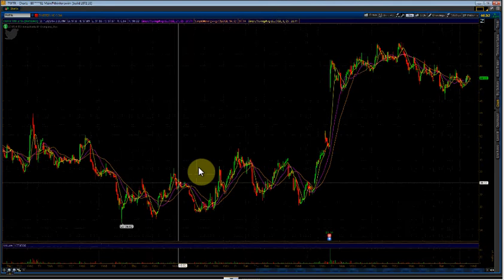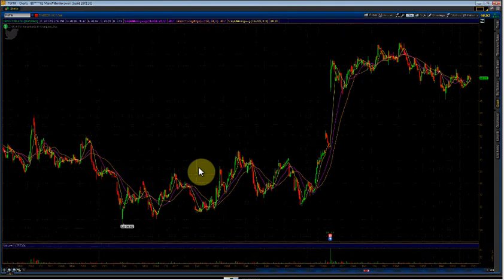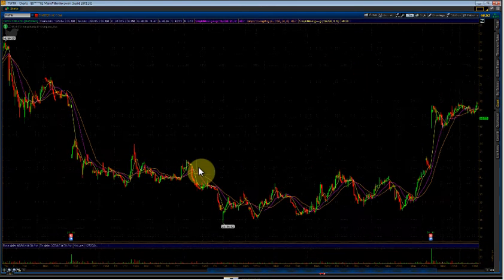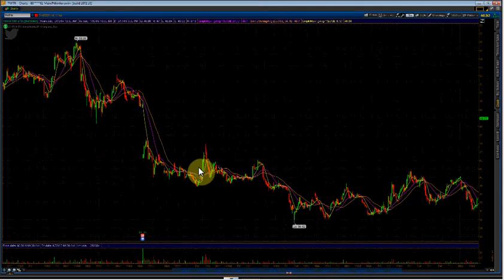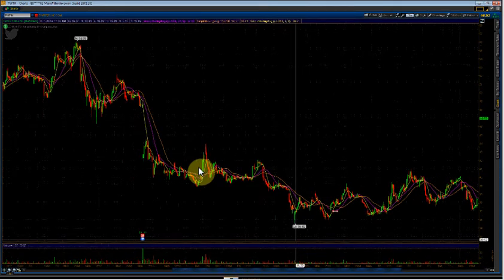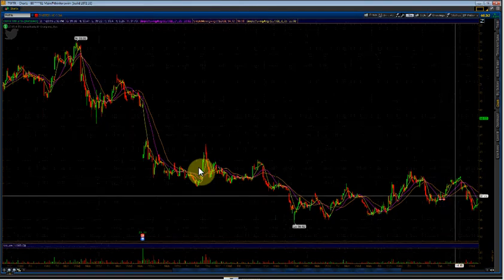I could have made some here. But what I want to see on a stock that I'm going to use a simple moving average trading system, or any moving average trading system, is how many big runs. Because let's face it, each one of these little squares here is a day.